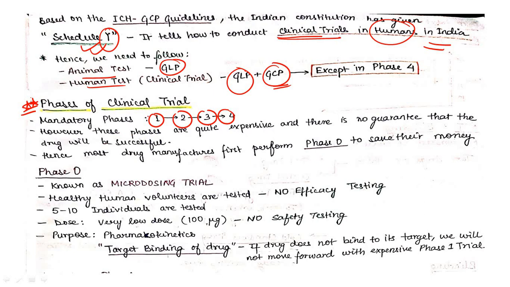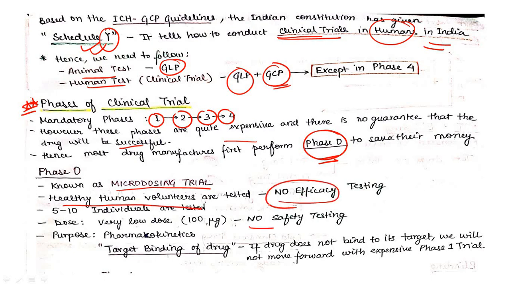Now, next point, that these phases are quite expensive, and there is no guarantee that whether the drug is going to be successful or not. So for saving money, we have started performing phase 0. This phase 0 is also known as microdosing trial. Microdosing trial, why? Because the dose which is administered here is very little amount, and here healthy human volunteers are tested. There is no testing for efficacy.